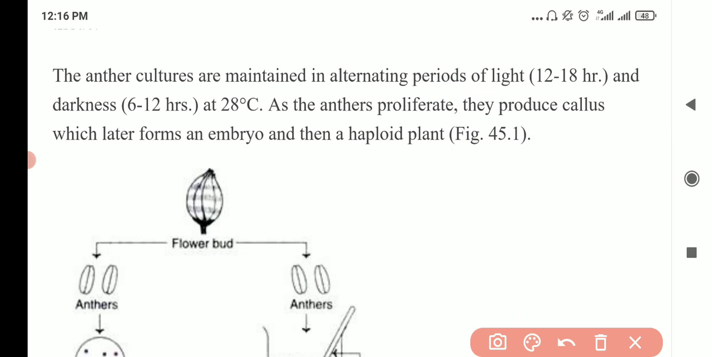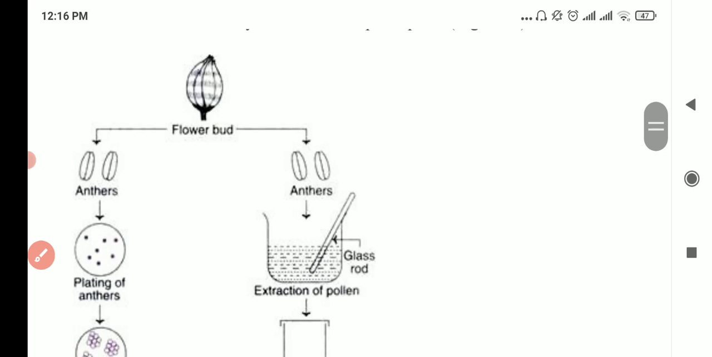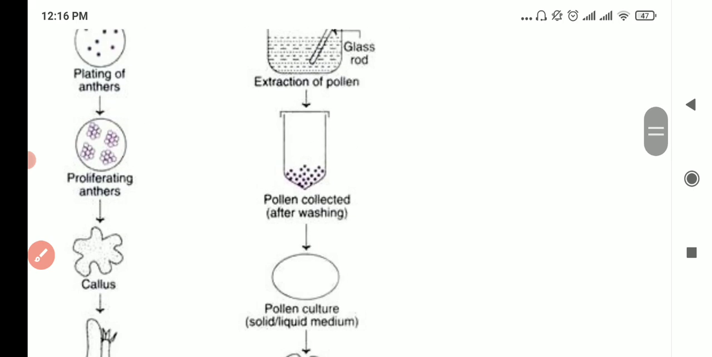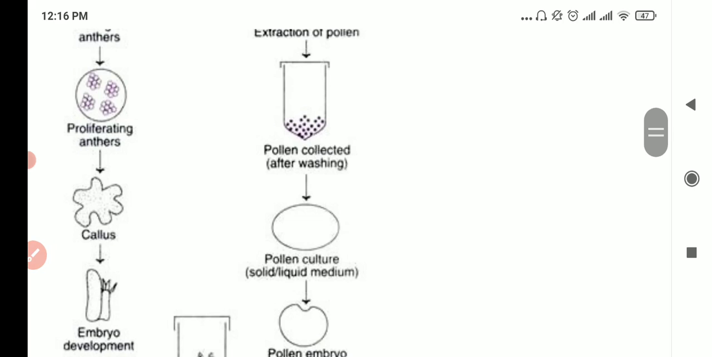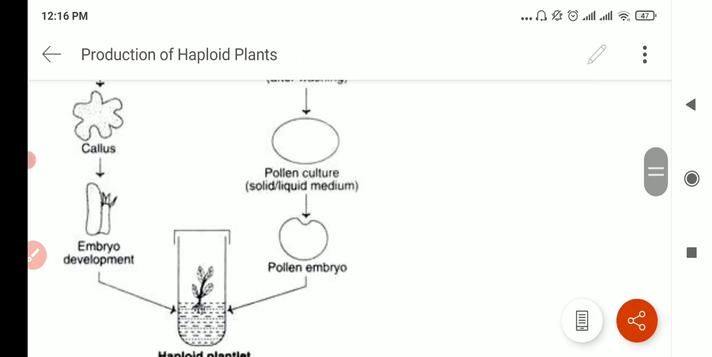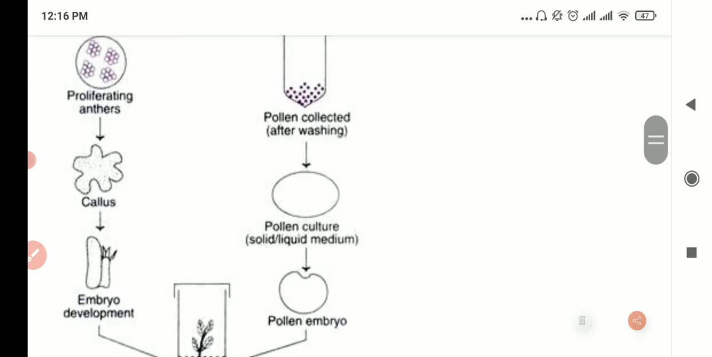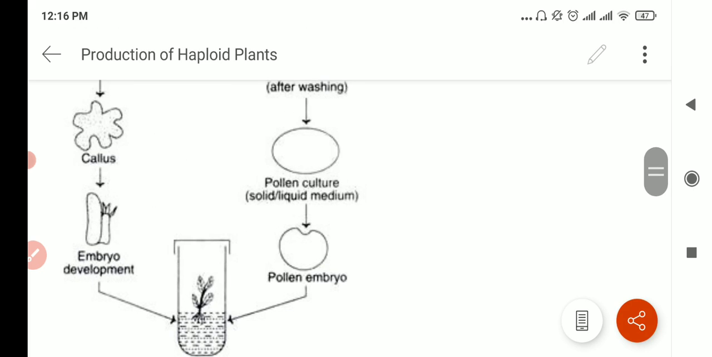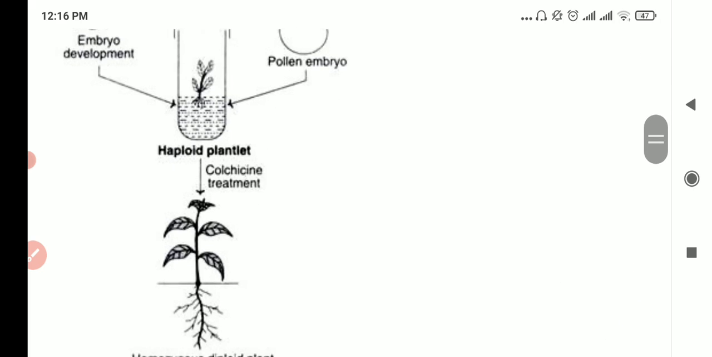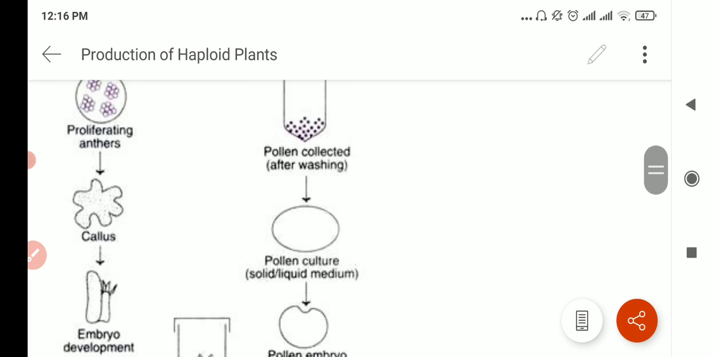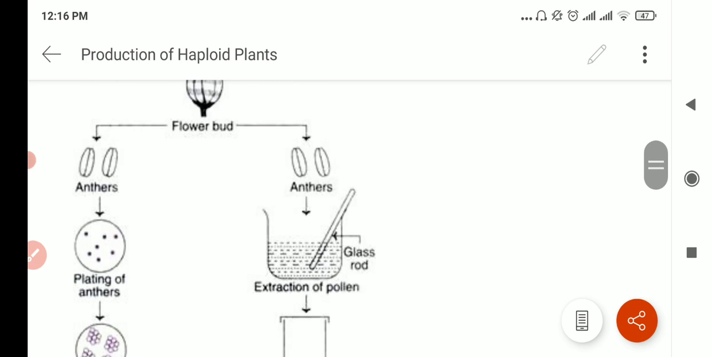Let's look at the diagram. Those are the flower bud. Then those are the anthers. Then here washing is going on. Here they are extracting the pollen. Then we culture the pollen, which means you just add the pollen on the agar and grow it. Then the embryo will form, and those embryos will be haploid embryos.